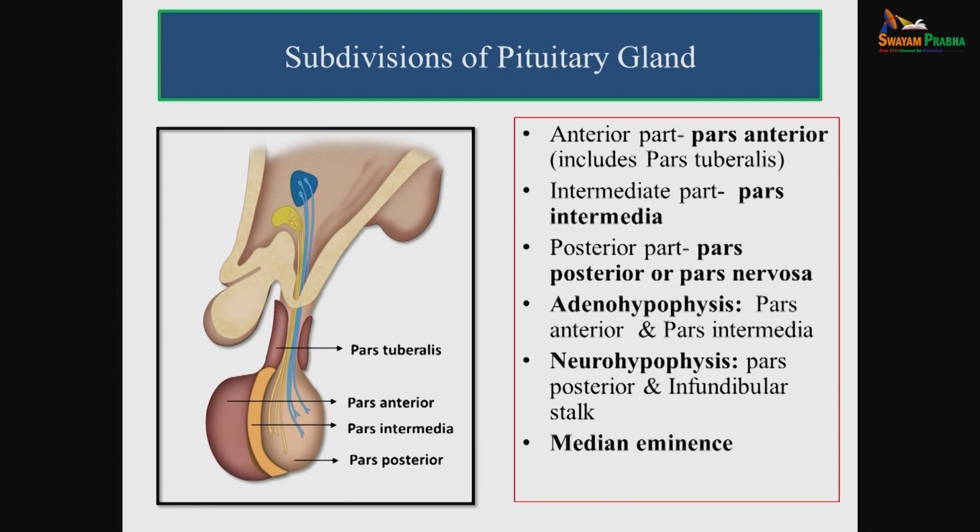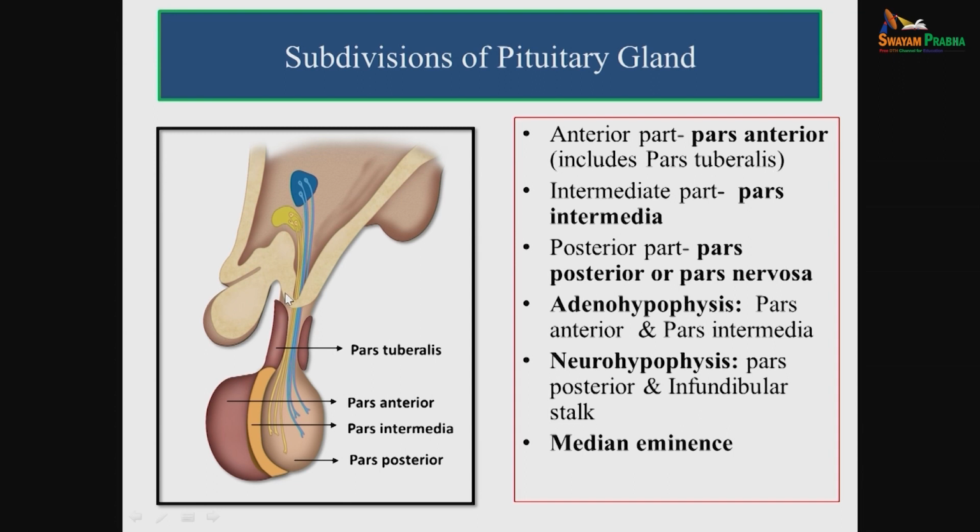The pituitary gland anatomically has two lobes. Adenohypophysis is the anterior pituitary lobe, which includes the pars anterior and the pars tuberalis along with the pars intermedia. Neurohypophysis is the posterior part that includes the pars posterior along with the infundibular stalk. The infundibular stalk hangs from the floor of the third ventricle.